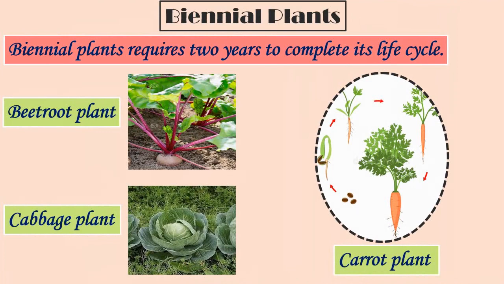Biennial plants are the plants that take 2 years to complete their biological life cycle. In the first growing season, the plant undergoes primary growth, in which it produces roots, stems, and leaves. During the second growing season, they produce flowers, fruits, and seeds, and then it dies. Beetroot, cabbage, and carrot are biennial plants.